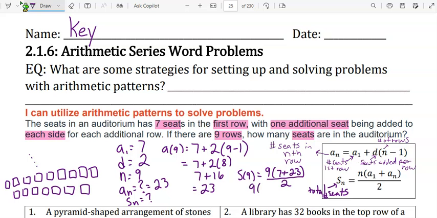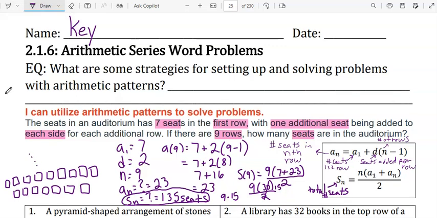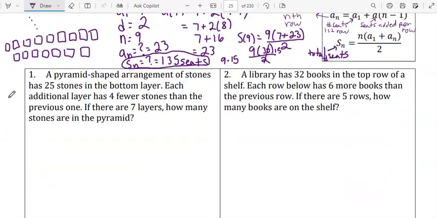So this was 9 times 30 divided by 2. Half of 30 is 15. So 9 times 15, and that's 135. So that means there are 135 seats in the auditorium. Go ahead and try the other examples on your own.